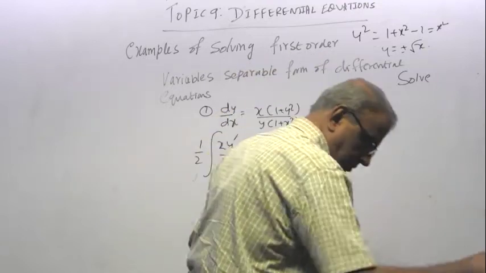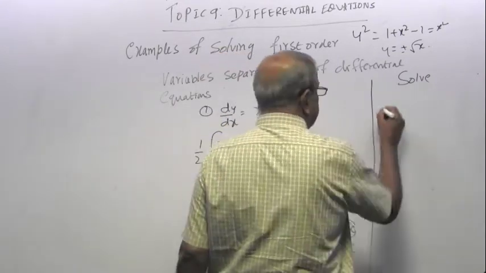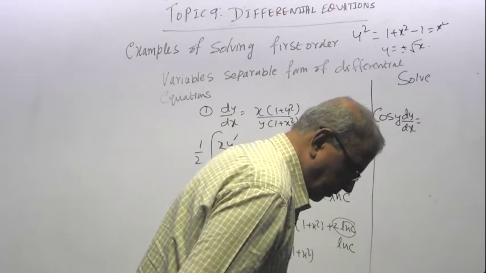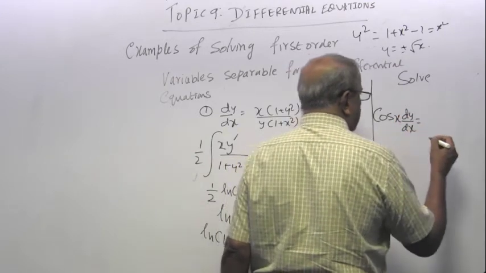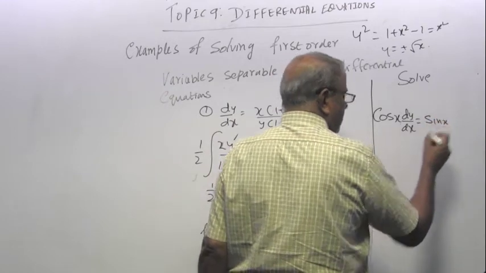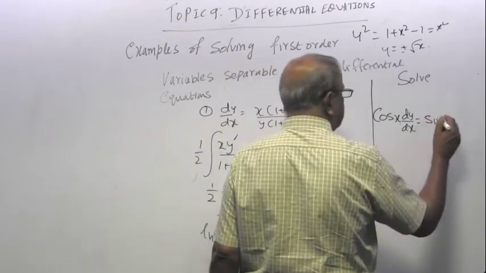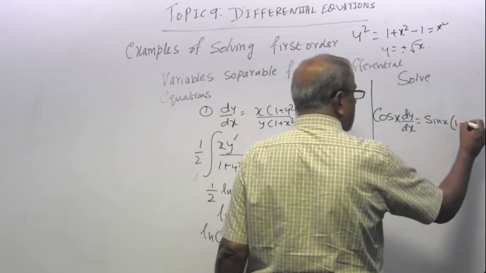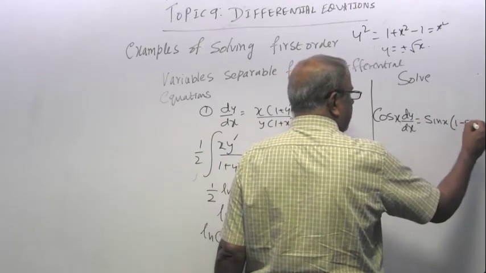Solve cos y dy/dx equal to cot x (1 plus sin y), or I can say cos y dy by dx is equal to sin x times 1 plus sin y, over 1 minus sin squared y.